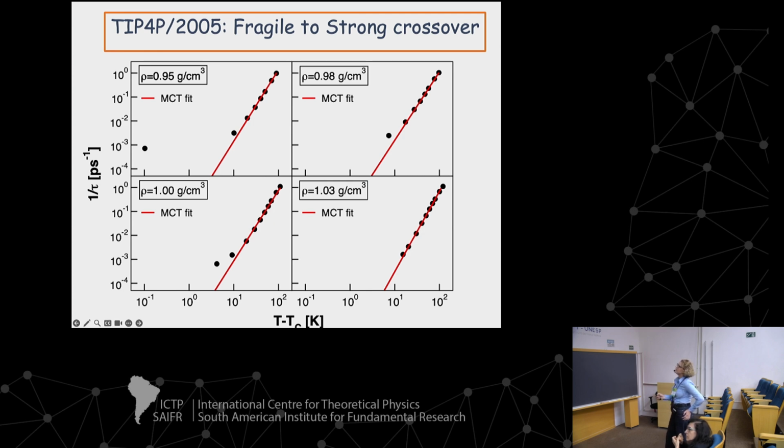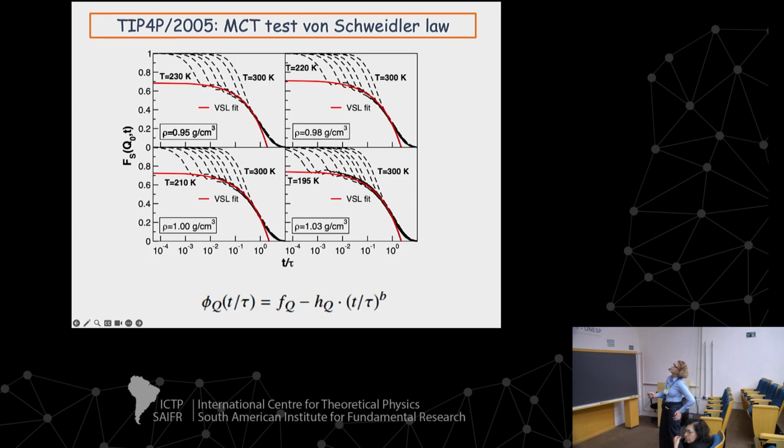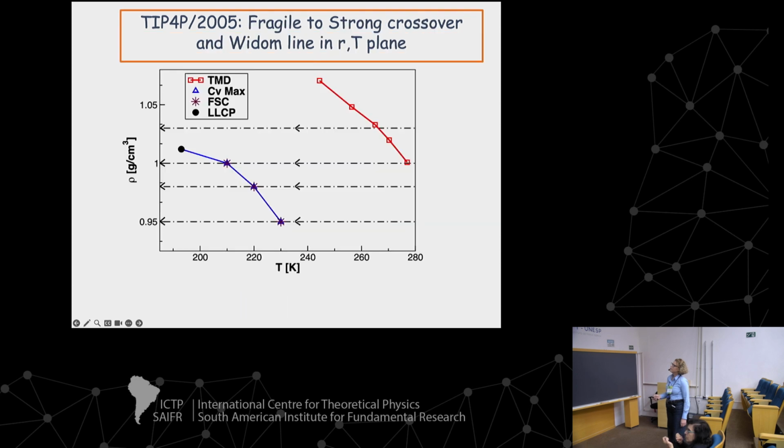This is still a fit, so I'm in another plot, T minus Tc versus 1 over tau, so that you can see that there are clear deviations from the power law. And this is the von Schweidler test that we did. So you remember you have this universal behavior, and you can see beautiful curves here, from which we found the b, H of Q, and this is what I told you I would show you. So this is the fragile to strong crossover that we measured in the curves of tau that I already showed you.